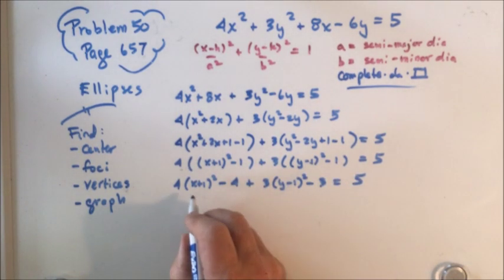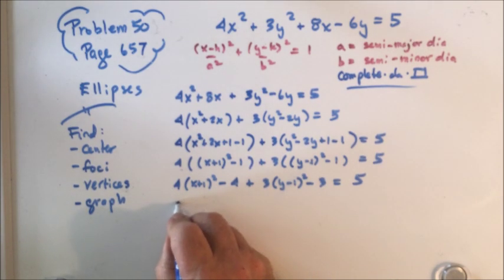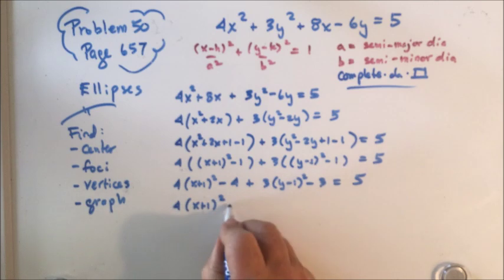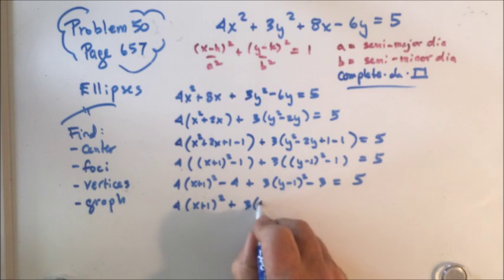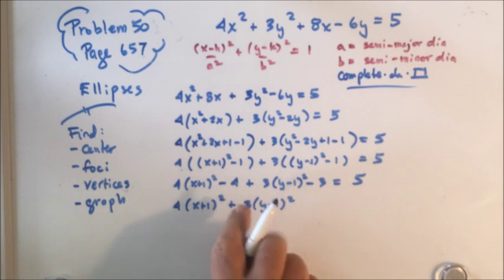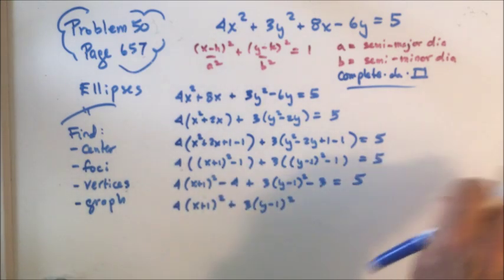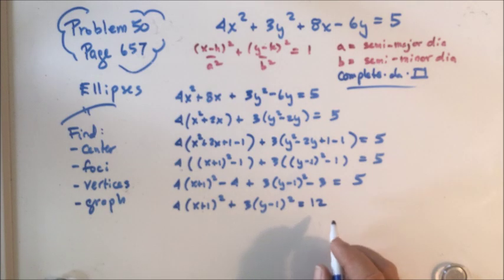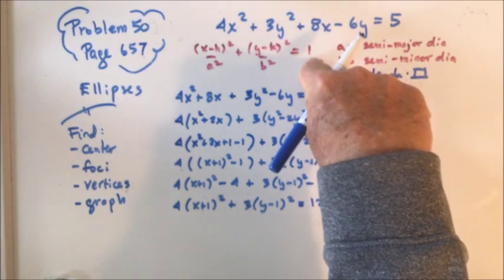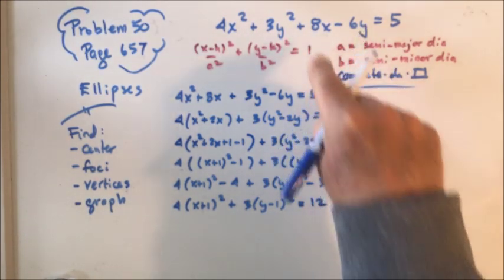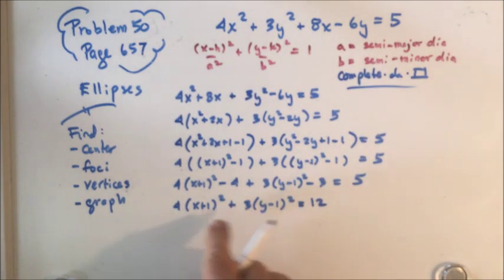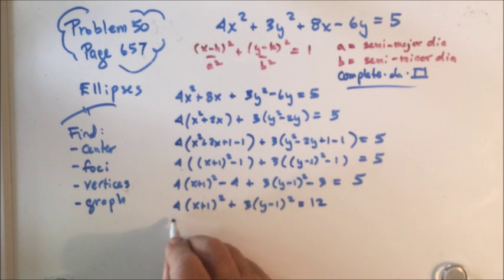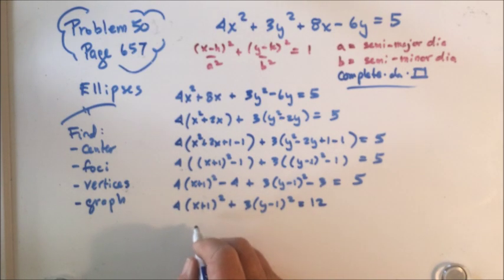Okay, so I'm pretty close now. I've got 4 times x plus 1 squared plus 3 times y minus 1 squared. I've got 7 hanging over here. I'm going to put it over there, add it to 5. I'm going to get 12. That's nice that I have 12. But I've got to have a 1 here. So I'm now going to divide every term. What? That term, that term, and that term? Yeah, by 12. So when I divide 4 by 12, I get 1/3.